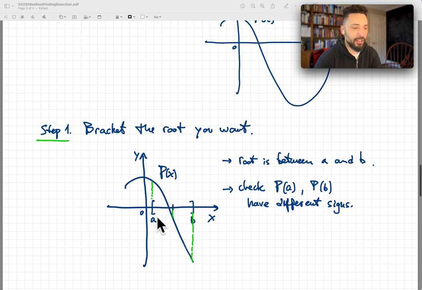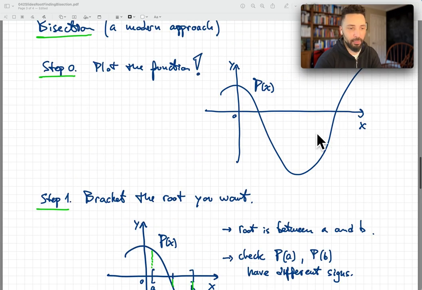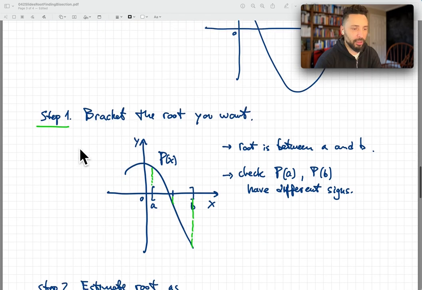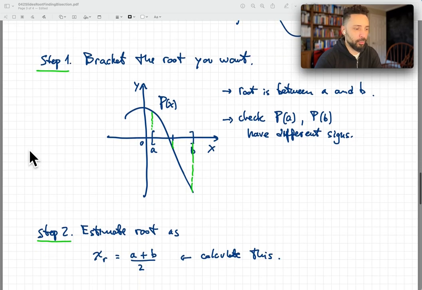We can define an interval a, b, where we are sure that the root is there somewhere. And so we know that the root is between a and b, and we check that p of a, the value of the function at the leftmost side of the interval, is of a different sign than p at b. So of course here p at a is positive and p at b is negative, but you could have the opposite situation, right? Negative and positive for this other root over here. That's okay. The algorithm will work either way, but let's focus on this one just to fix ideas. And then we'll talk about more complicated cases.